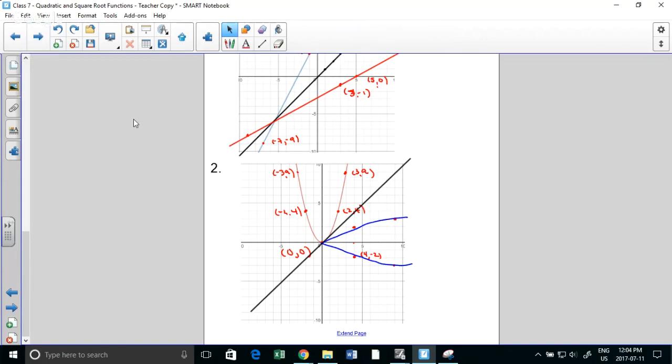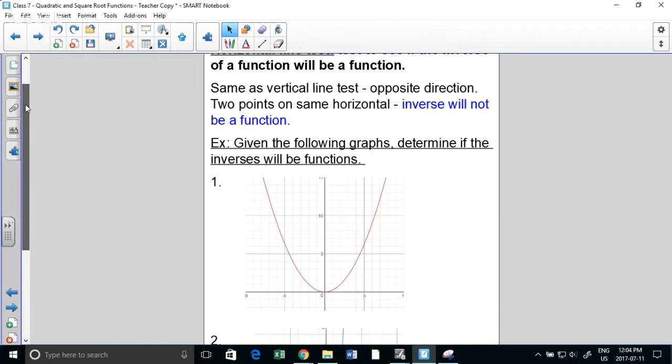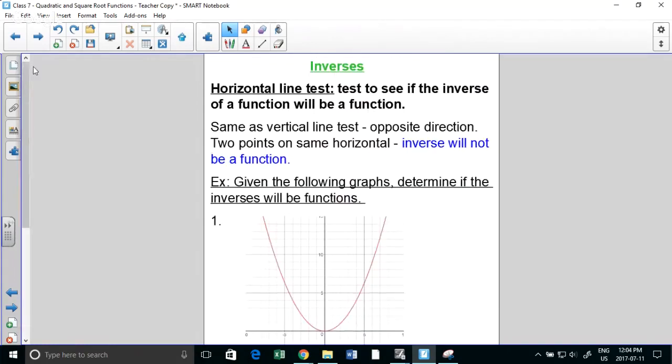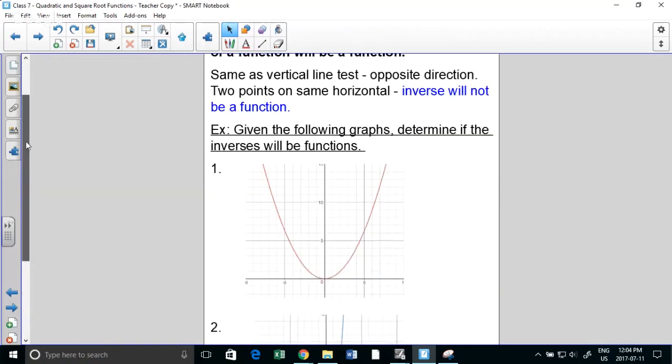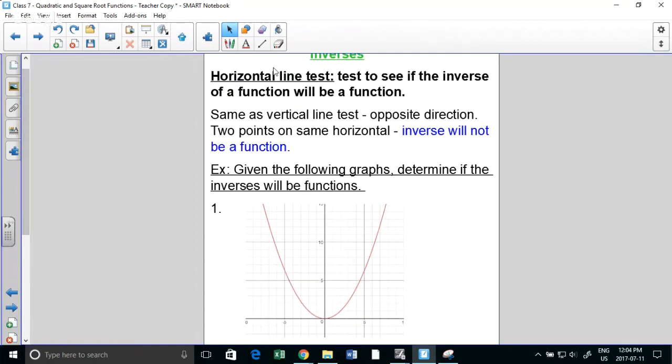Thank you for answering that question on this chat. This is just a quick check. So we have the vertical line test to see if something right in front of us is a function. We have a horizontal line test to tell us if the inverse of this picture is going to be a function.